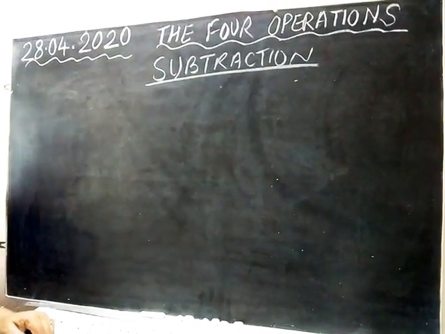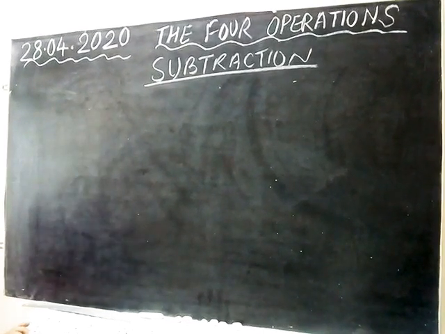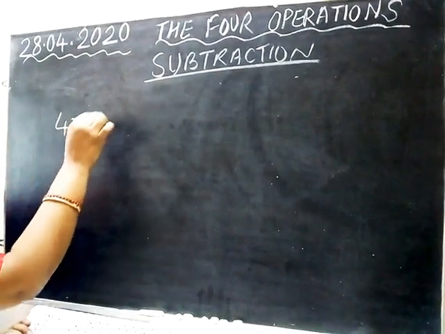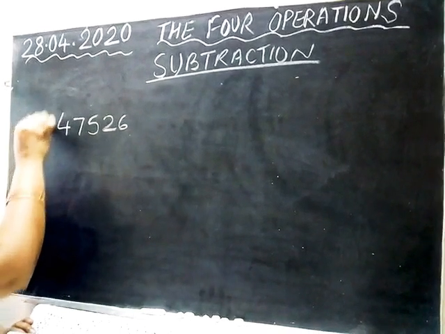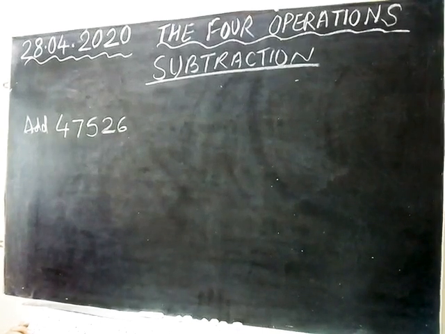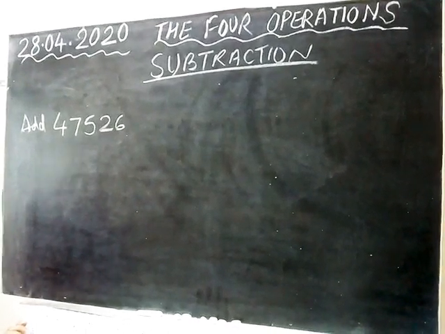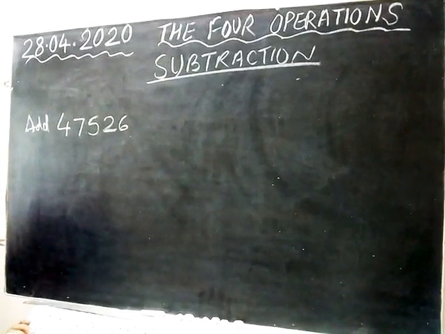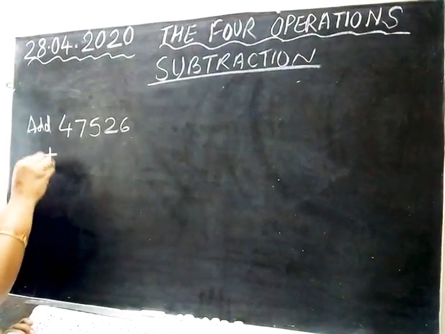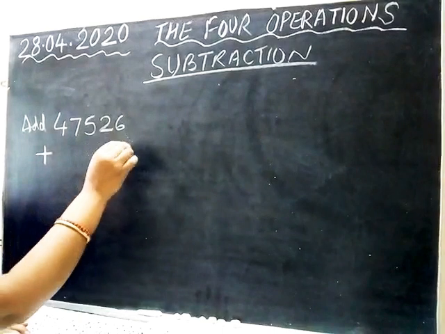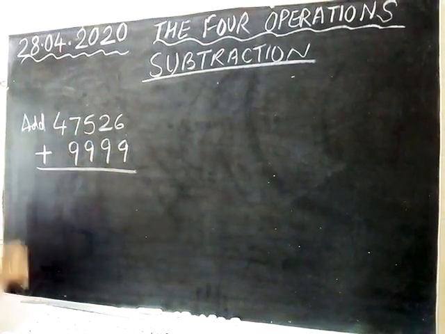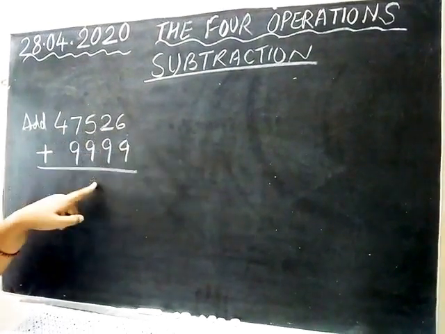One question was there, children, that add 47526 to the largest 4-digit number. So add 47526, add this to the largest 4-digit number. So 4-digit number we have already studied in the previous class, as well as in grade 4, and in our first chapter. So what is my 4-digit number? Add means I will add this to this largest 4-digit number. So here is my 4-digit number, and then this you will add. After that, add and find the sum.